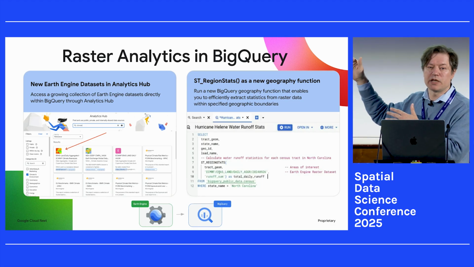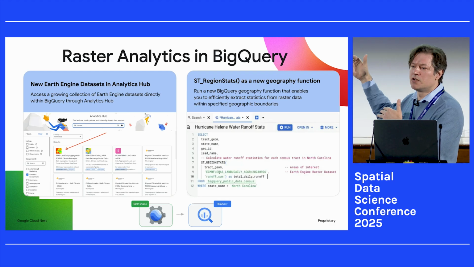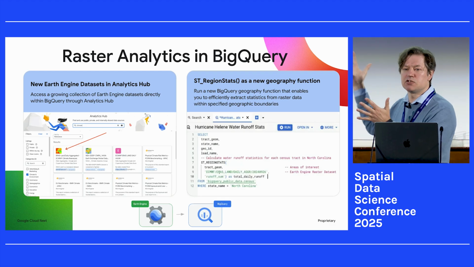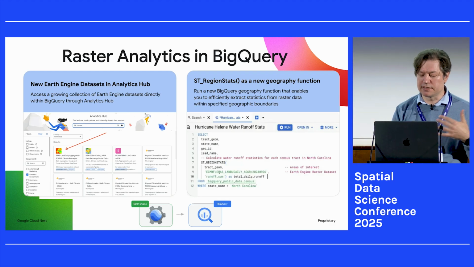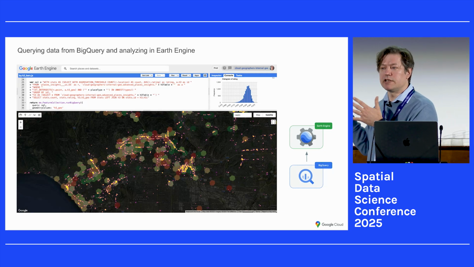In BigQuery, you basically have an extension in the SQL language. You can call ST_RegionStats, where you can reference image data sets and basically get insights in BigQuery for data analysis. But we are also going the opposite way.